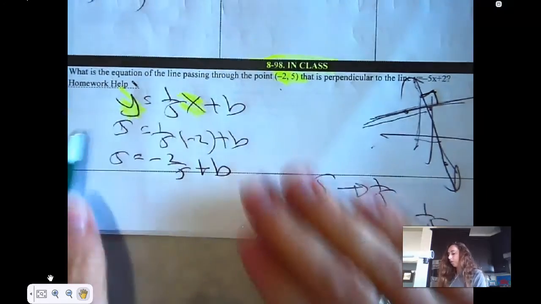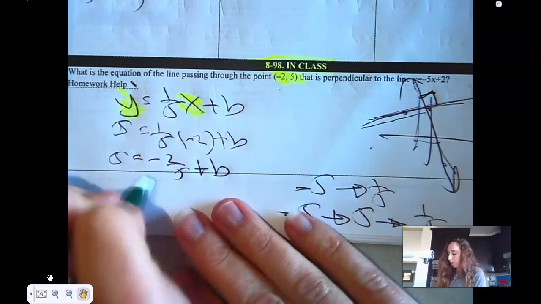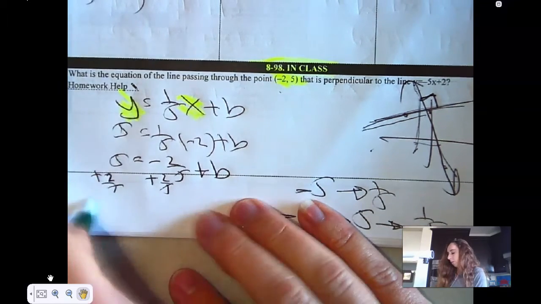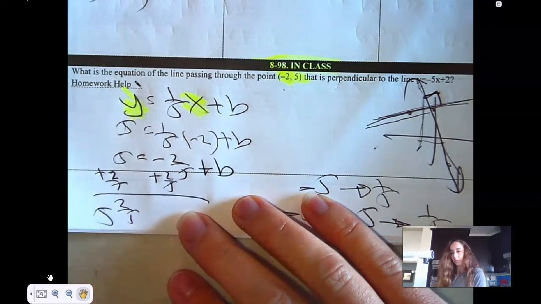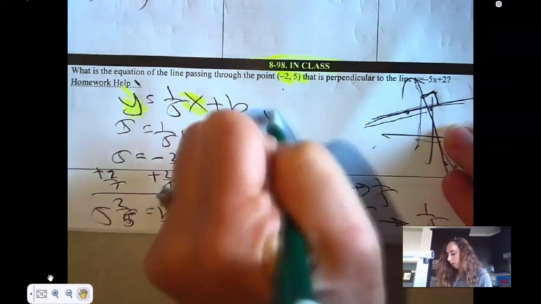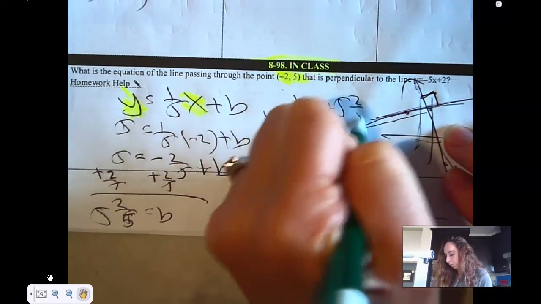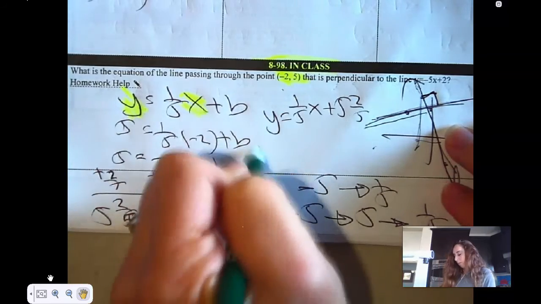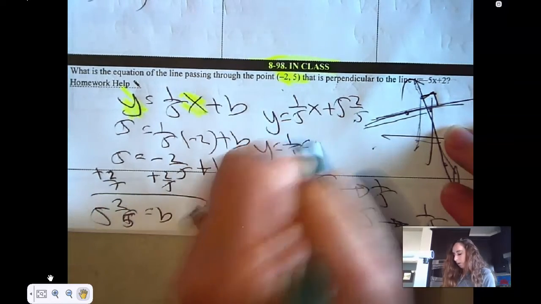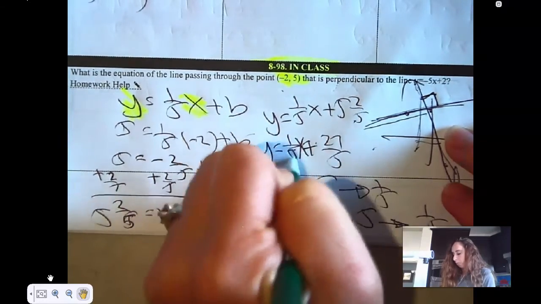Add 2/5. So one way you could do is get rid of the fraction, multiply everything by 5, then solve, solve, solve. But I'm old enough, I know that if this is -2/5, I can add 2/5, which is 5 2/5. And that's my b. So y equals 1/5 x plus 5 2/5. If I want to be even fancier, 5 times 5 is 25, plus 2 is 27 over 5. Sorry, really pretty.